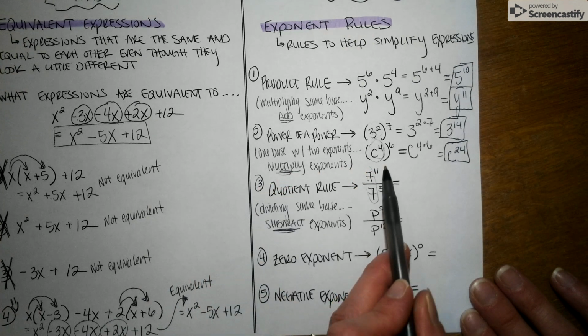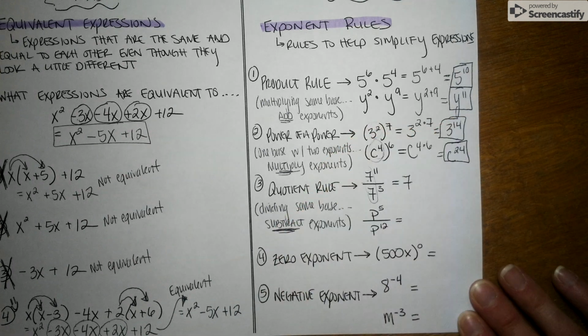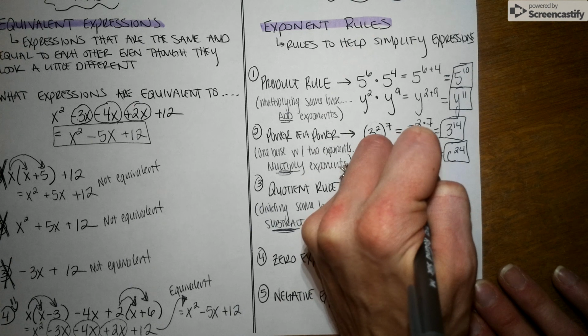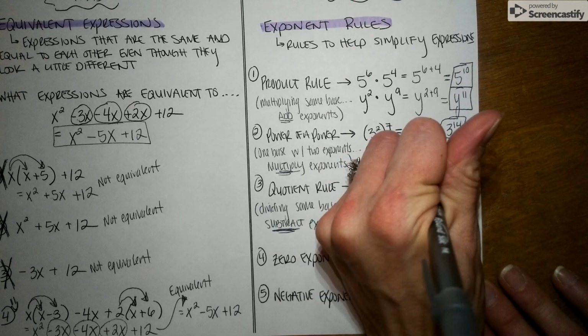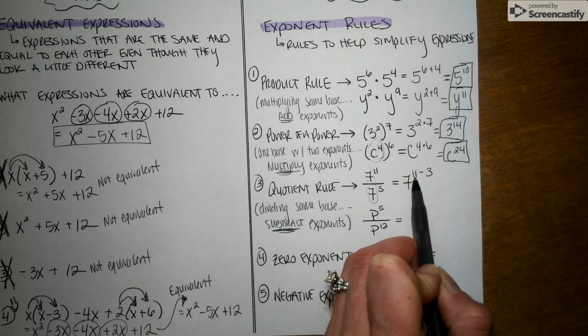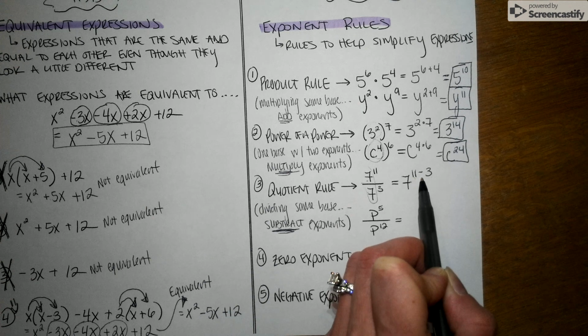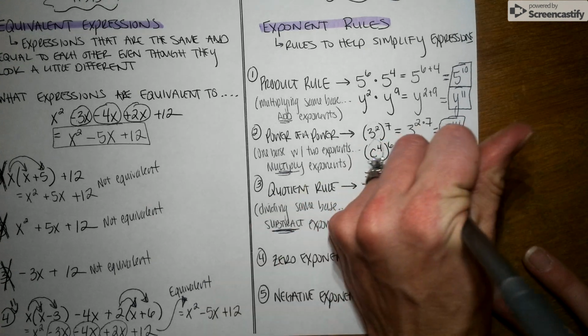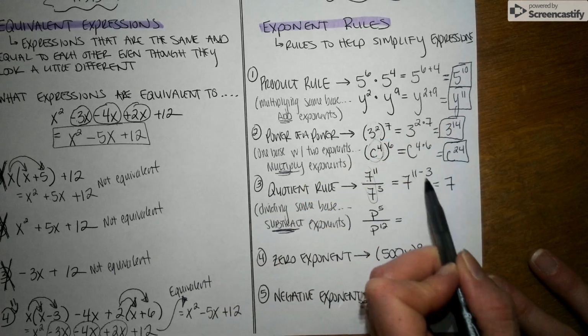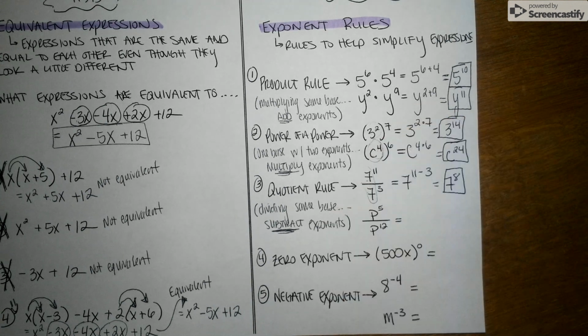So when I look at 7 to the 11th divided by 7 cubed, I'm going to keep the base of 7, but I'm going to take my top exponent and subtract my bottom. And that's something important to remember as well. We always take top, subtracting the bottom. Numerator exponent, subtracting denominator exponent. So again, keep 7, and 11 minus 3 is 8. So my simplified answer is 7 to the 8th.